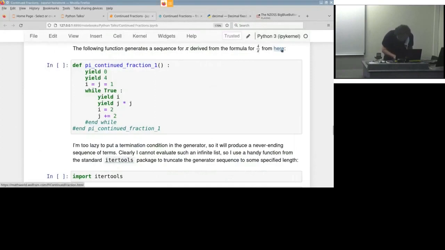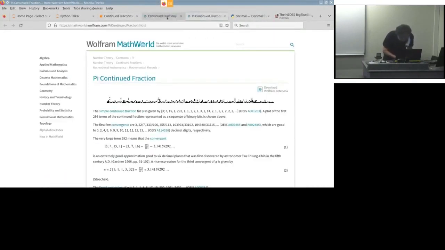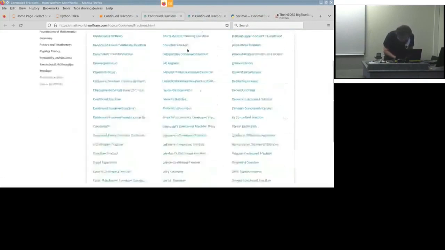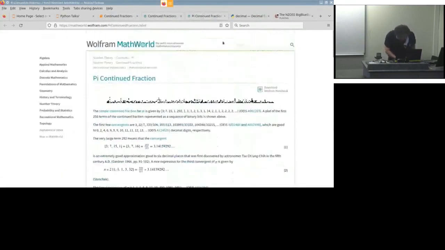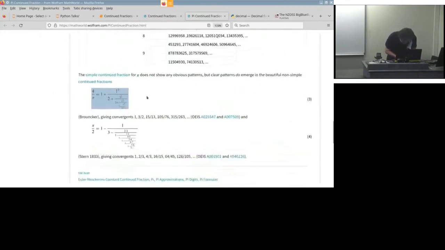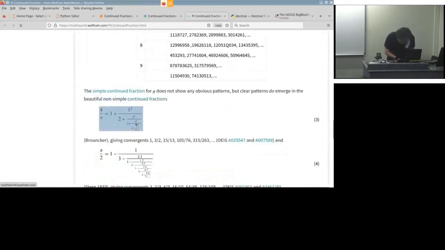Okay, so MathWorld has a whole lot of pages on continued fractions. So here's an opening, but in particular this one, pi. So there is a series here represented by that. But what I was interested in was the ones where the series are... Here we go, so here we have this one. Let's make that larger. Can you see the series?